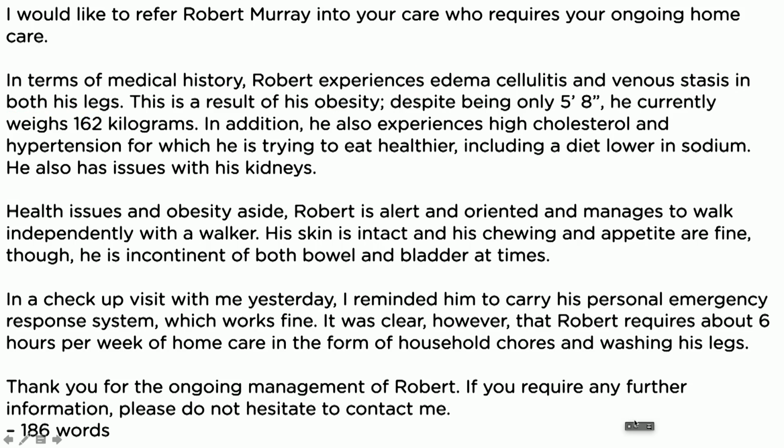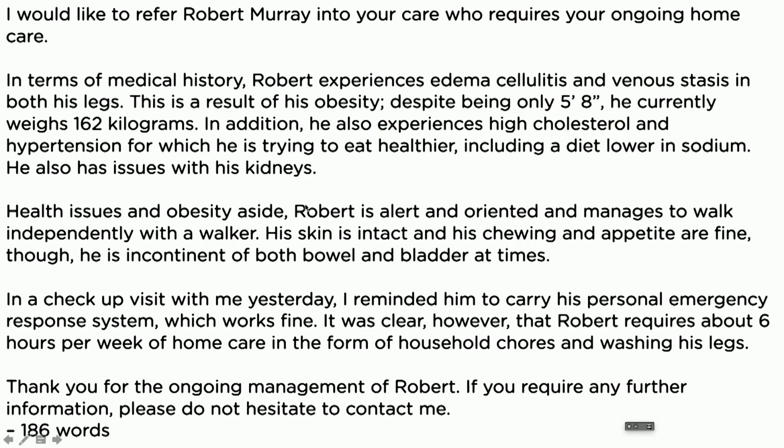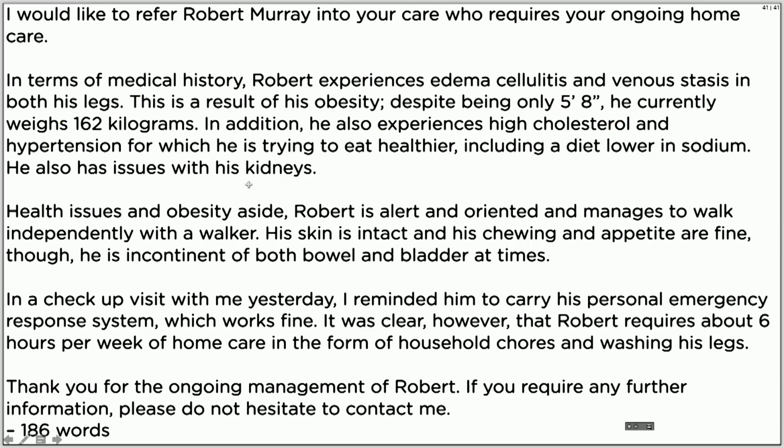Despite being only 5'8", he currently weighs 162 kilograms. In addition, he also experiences high cholesterol and hypertension, for which he is trying to eat healthier, including a diet lower in sodium. So what I've done here is I've linked in obesity, obviously his weight, the high cholesterol case note, the hypertension case note, the fact that he's trying to eat healthier, the fact that his diet is low in sodium. I've put all of those together into one sentence. He also has issues with his kidneys. That was the renal issues, but I've just put that in simple language.